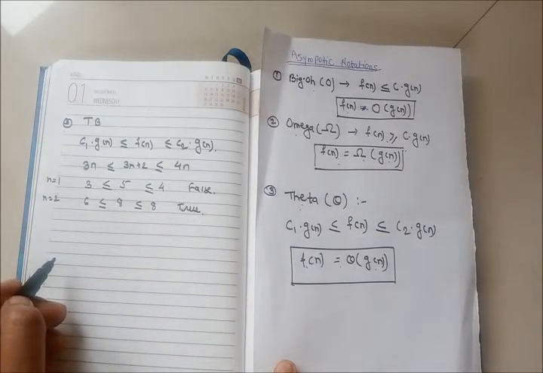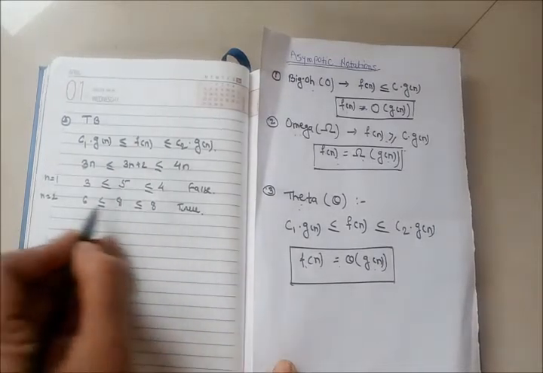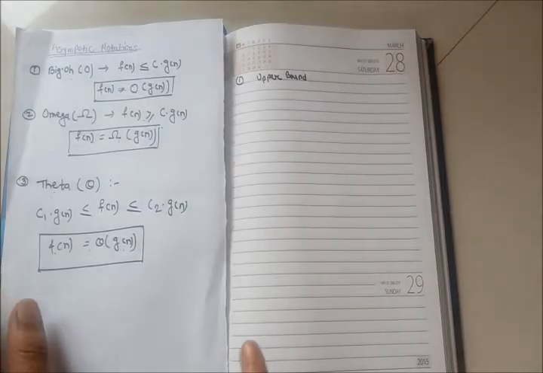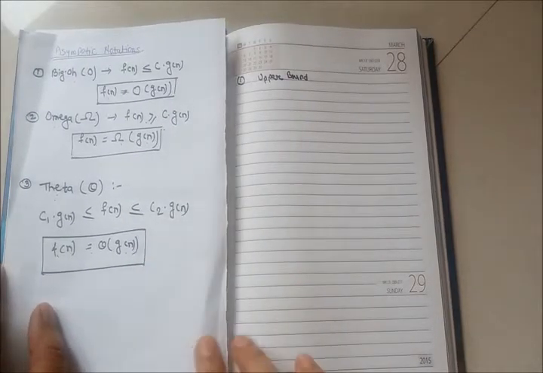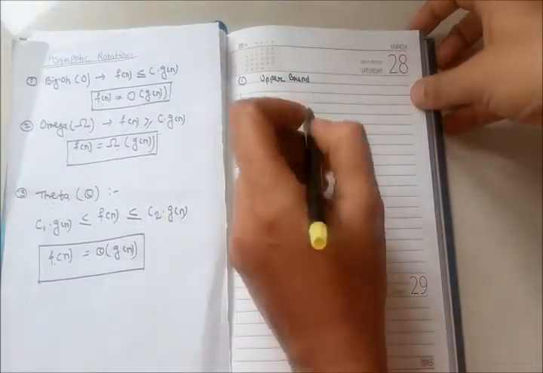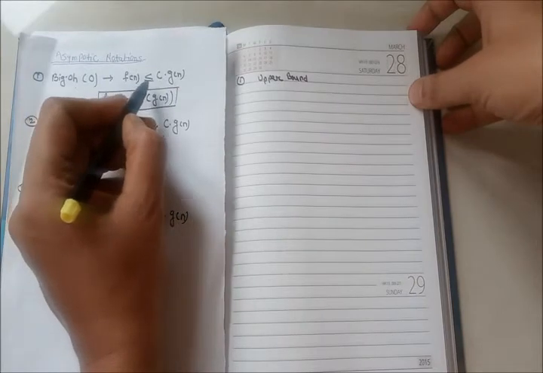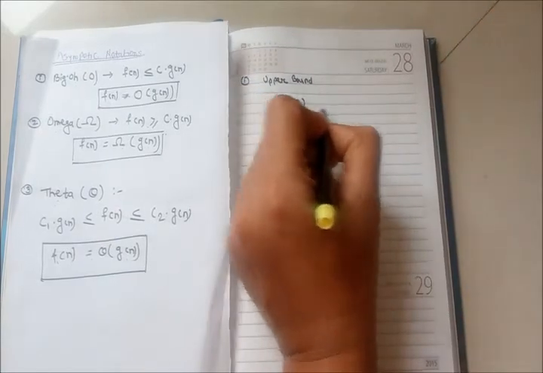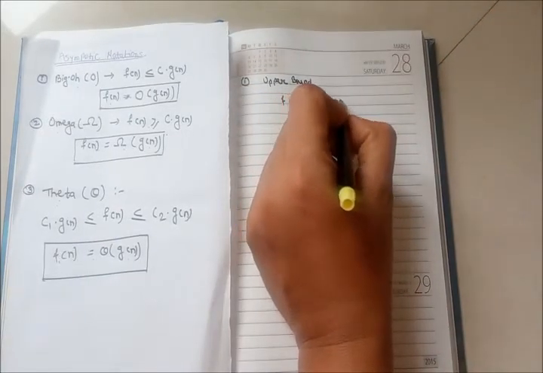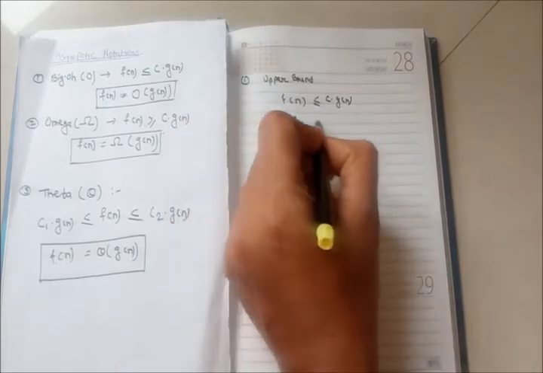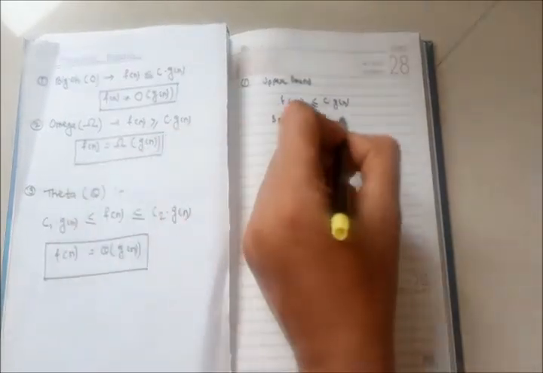Fine. So here we are calculating the first bound, the upper bound, the first type of asymptotic notation. What is the equation of the upper bound? It is f of n is less than or equal to c into g of n. So what is the value of f of n? Whatever the given equation is: 3n plus 2 is less than or equal to c into g of n, which is n.